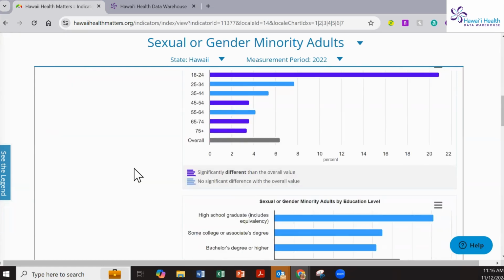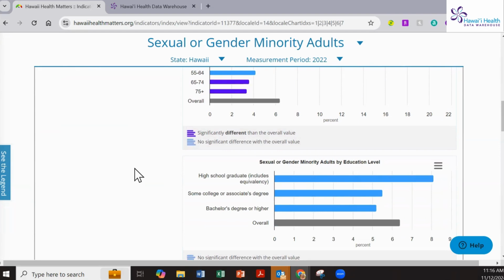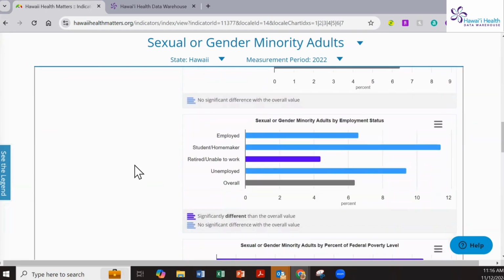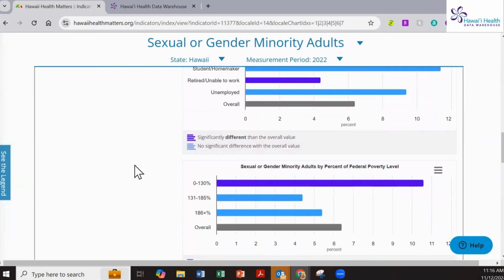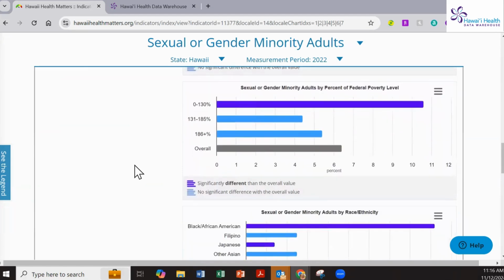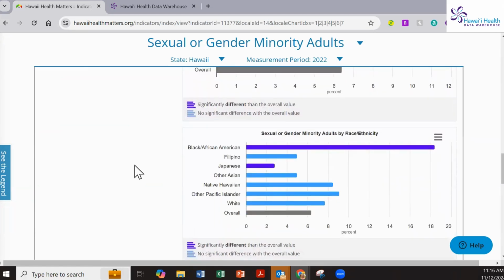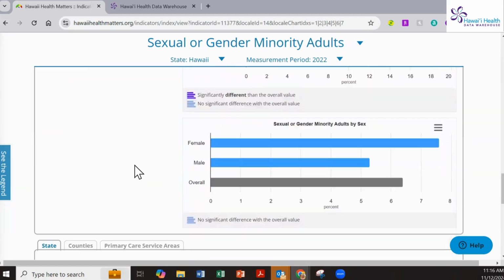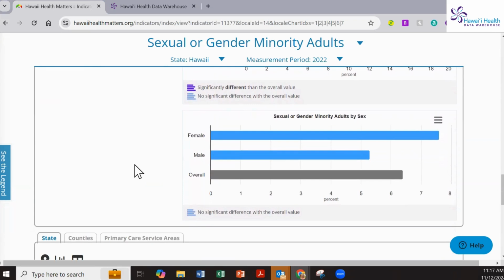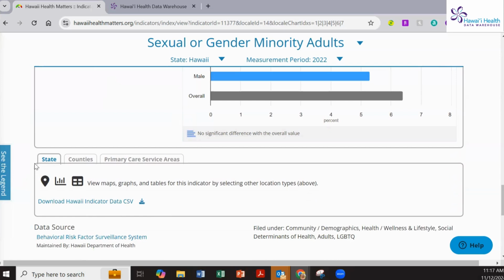But we can also look at sexual or gender minority status by education level, by employment status, by percent of federal poverty level, by race, ethnicity, and by sex. So this gives you a great overview of this indicator and shows you exactly how it's being distributed across our community. Below the breakout data is where we have our geography data.